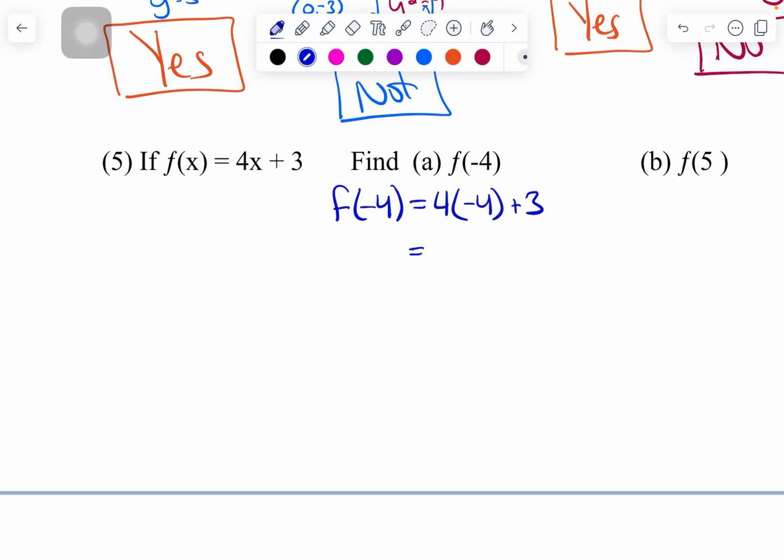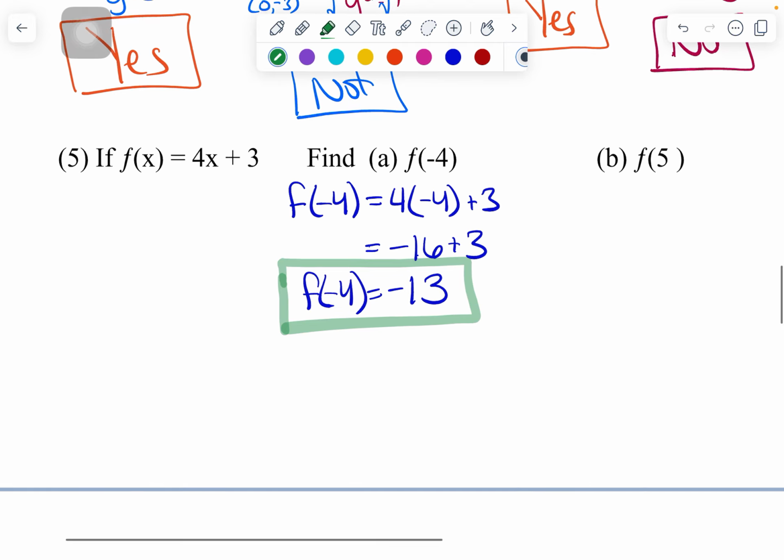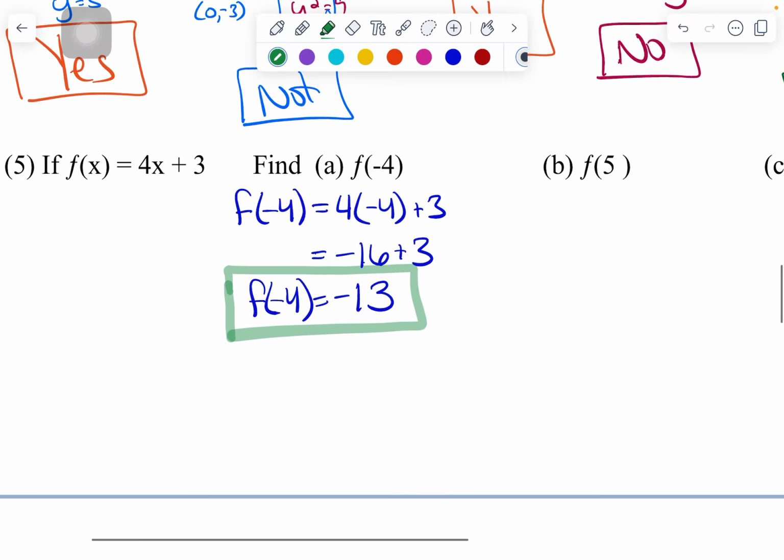So this is going to equal 4 times negative 4 is negative 16. Negative 16 plus 3 is going to be negative 13. And that's exactly what f of negative 4 is equal to. That's exactly what you're now done with, right? F of negative 4 is equal to negative 13. Ta-da. All right, so heading over to get to part B here.